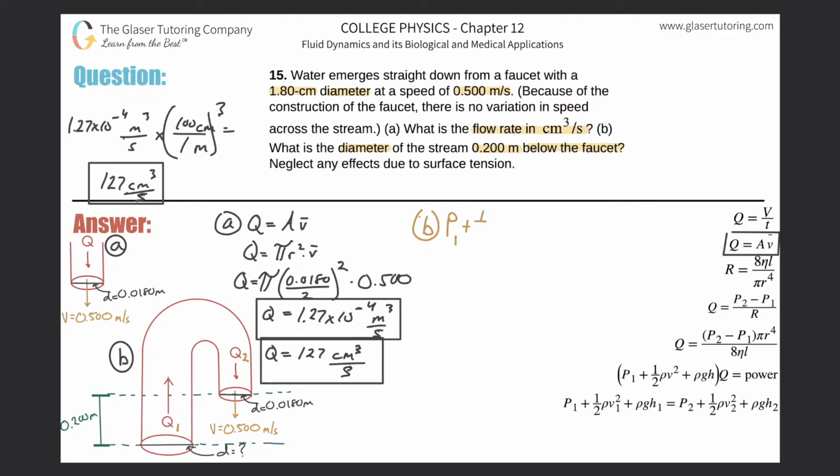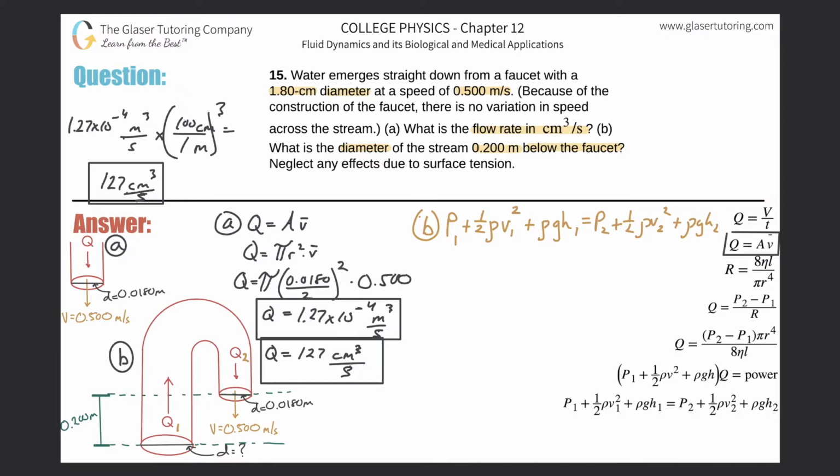Then 1/2 times the density of that fluid, multiplied by the velocity of that fluid at that particular location, plus the density of the fluid multiplied by gravity multiplied by height, at that particular location, will then equal all the 2's, right? The absolute pressure at the second part, plus 1/2 density times v2 squared, plus density times gravity times height 2.